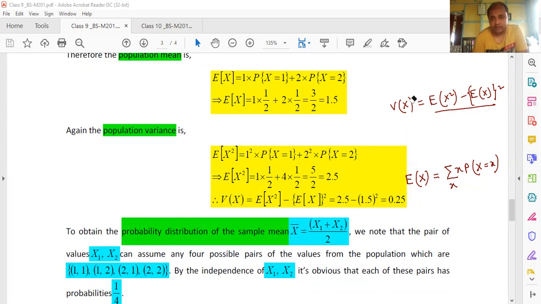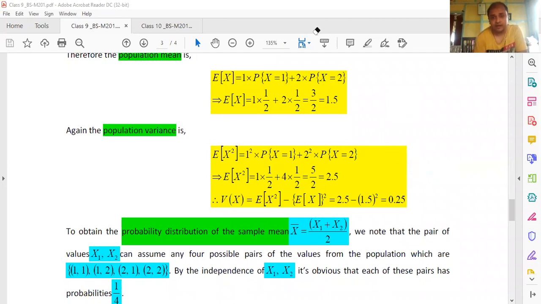Let us note these two figures somewhere in our copy. So population mean and population variance are found. For our current scenario, we can get hold of the population because it is finite. But in actual scenarios, often they are hypothesized. So you note down these two figures somewhere.